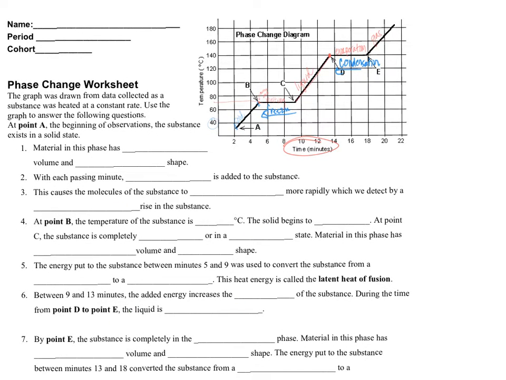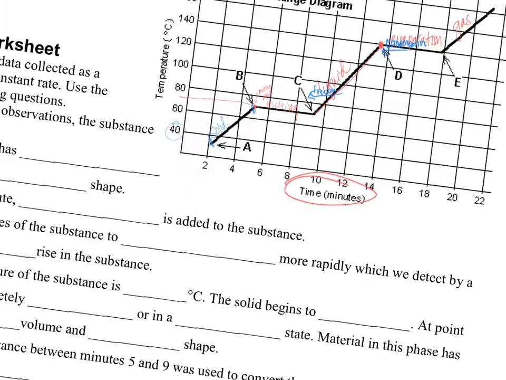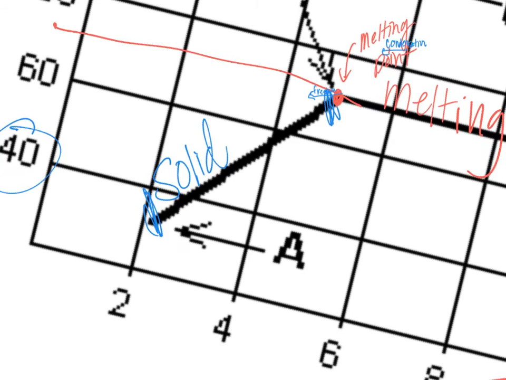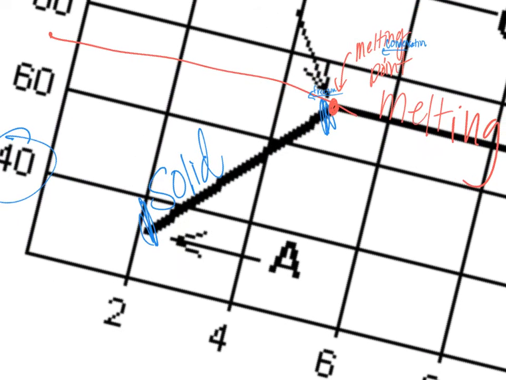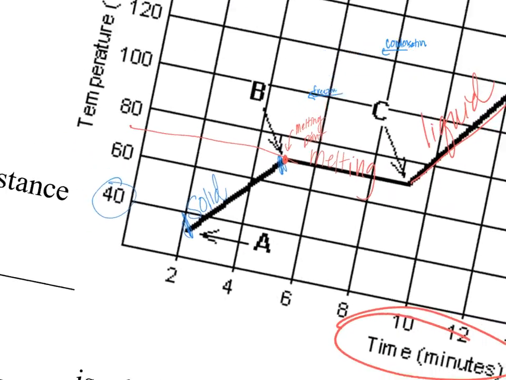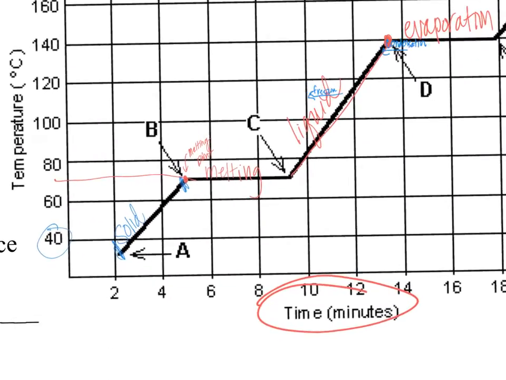And just so you know, a solid, let's zoom in here, a solid, so right here during this phase, a solid has a defined volume and a defined shape. I guess that's the best way to describe it. I can move these. I'll just erase these here.